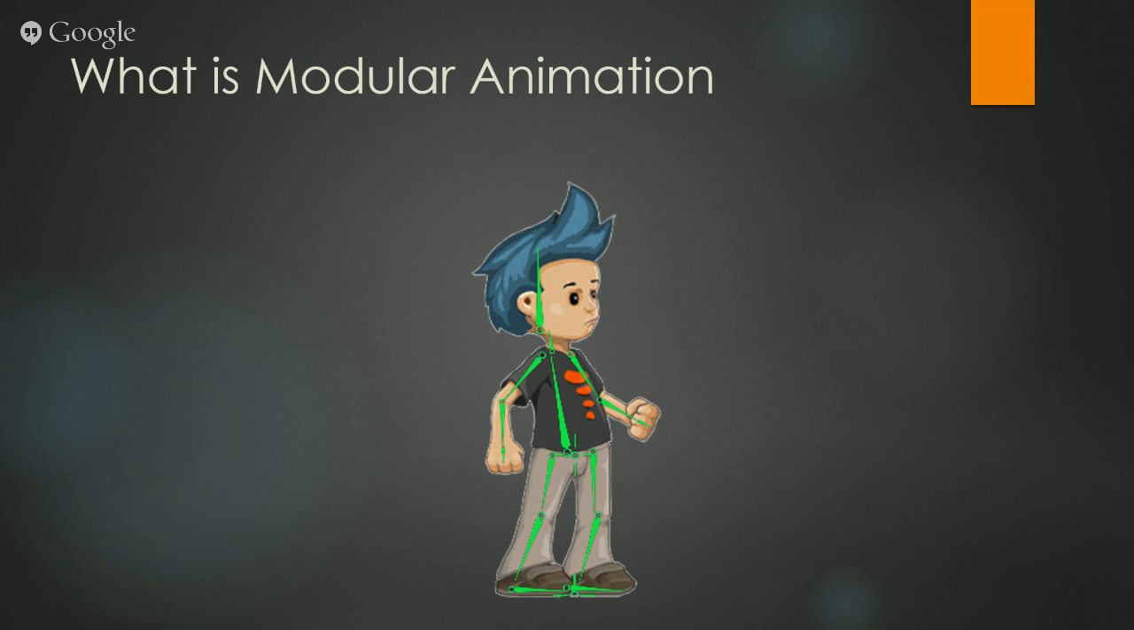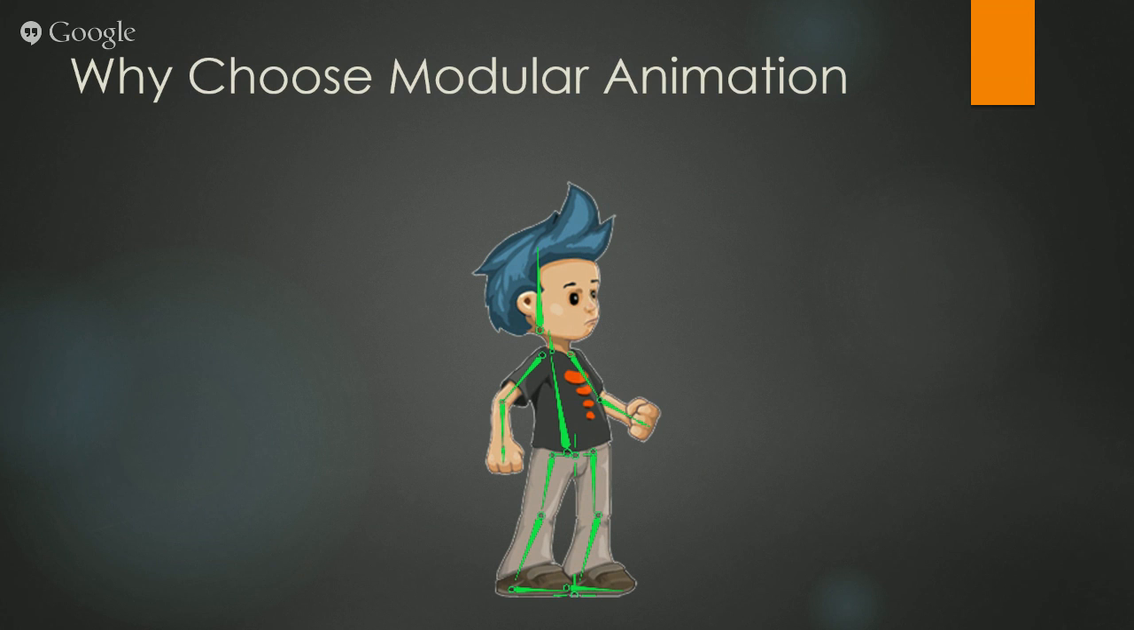This seems like a lot of extra work. I could just draw the same image over and over, call it by index, and it does its thing. Why would I want to go to all this extra trouble? So we're going to look at why we would choose modular animation over traditional animation techniques nowadays.